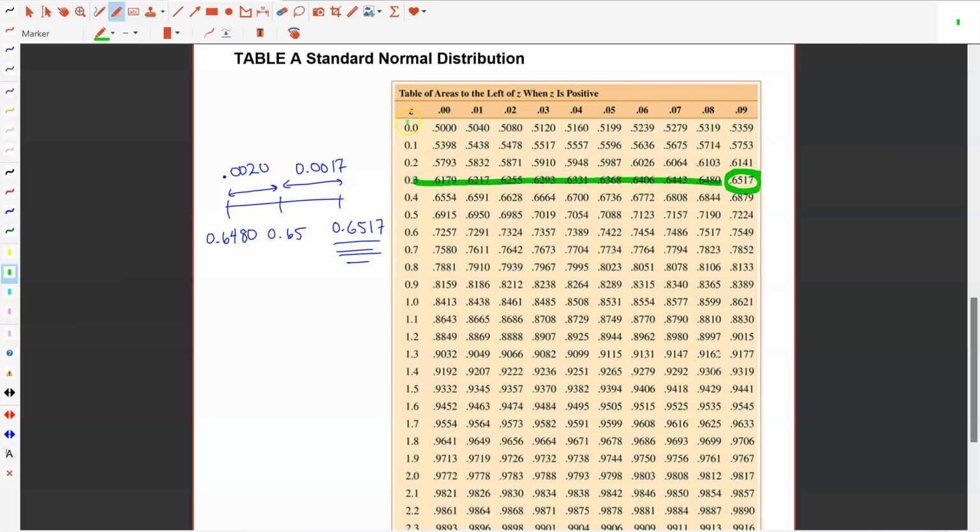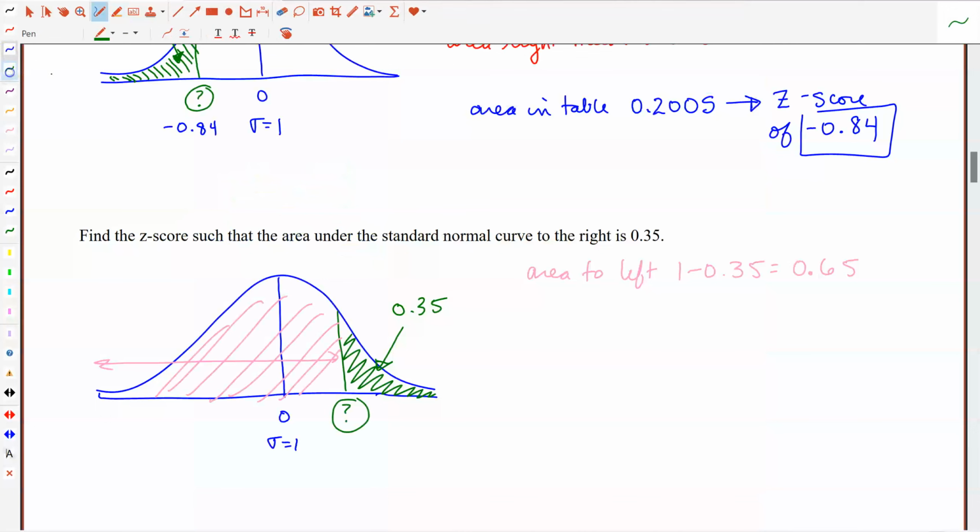In any case, the z-score is 0.39. So that means the z-score I want right here is 0.39. That's the z-score such that the area to the right of it is 0.35, or using our table we found that the area to the left of it was 0.65. So that is my z-score that I want. So that would be finding a z-score if I'm given the area to the right.